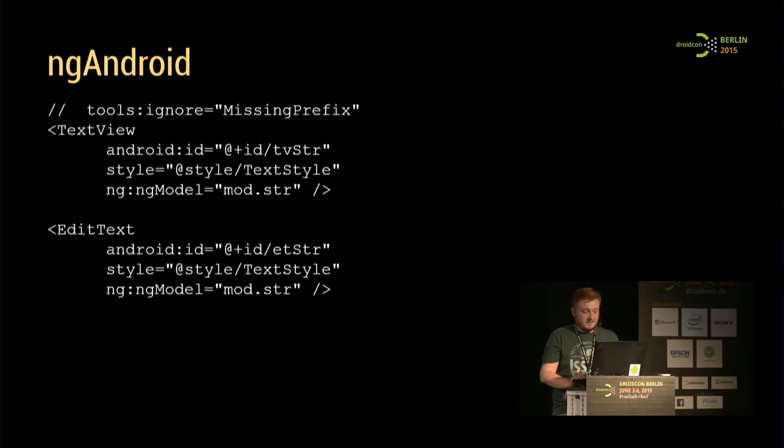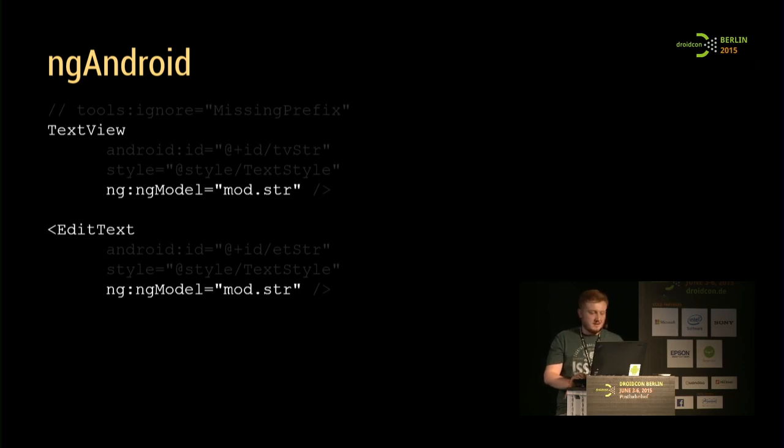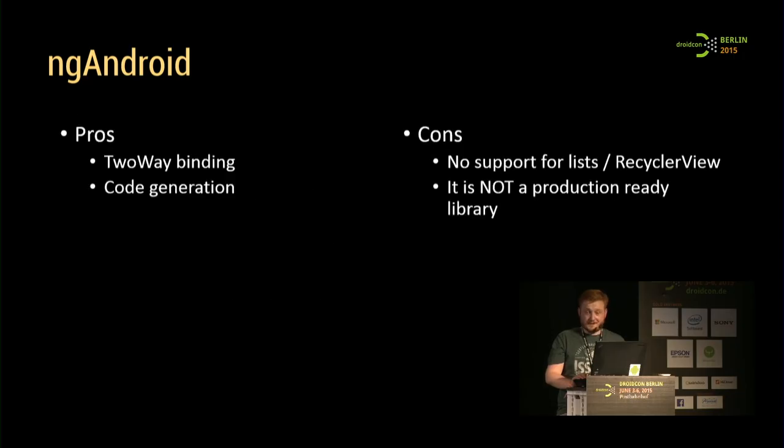And our layout, again, may look similar to RoboBinding. We need to add some custom attributes and just say which property should be used on, for example, a TextView or EditText. Pros: it has two-way binding. Again, there is code generation. However, there is no support for list or RecyclerView, and it's not a production-ready library. Currently, there are some functionalities missing there, but again, it's really nice to know this. Maybe in the future, it will be more helpful for us.